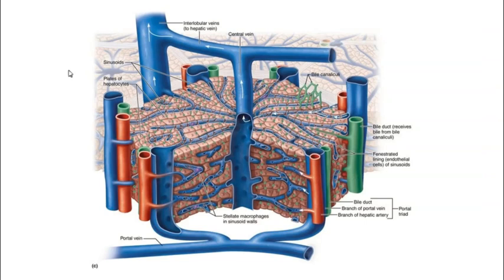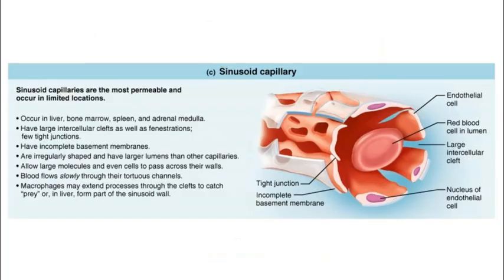In diagrammatic form, we see that the central vein fans out into these very small sinusoid capillaries. So these are very leaky, very permeable capillaries that serve blood to the cells in the hepatic plates. The hepatic plates are these sheets of hepatocytes that are adjacent to those liver sinusoids, or those small liver capillaries. Just to remind you, we reviewed sinusoid capillaries back in the blood vessels lecture. Sinusoid capillaries are the most permeable and occur in only very limited locations. One of those happens to be the liver.